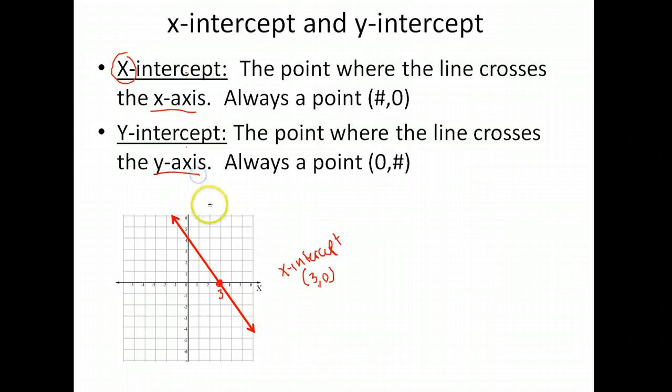Y-intercept is the point where the line crosses the y-axis, so right here at 4. Notice that's the point 0, 4, because x doesn't go left or right at all. Okay, that's our y-intercept. So the fact that we have a y-intercept at 4 means the point 0, 4 is on our line. X-intercept 3, 0. So notice the x-intercept, you just put the number right there in the x part of the point, make the other coordinate 0. For y-intercepts, you put your number where the y goes and 0 here.